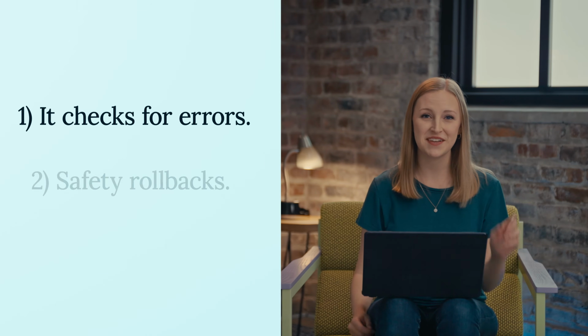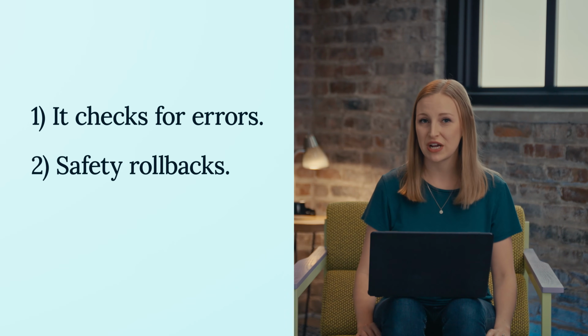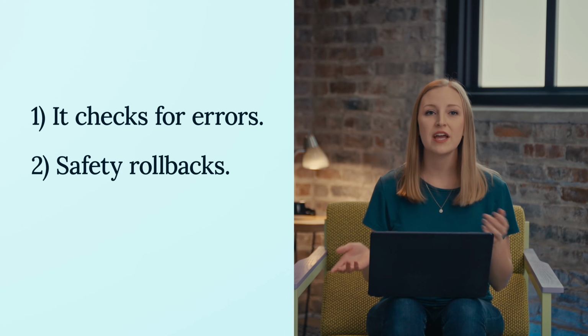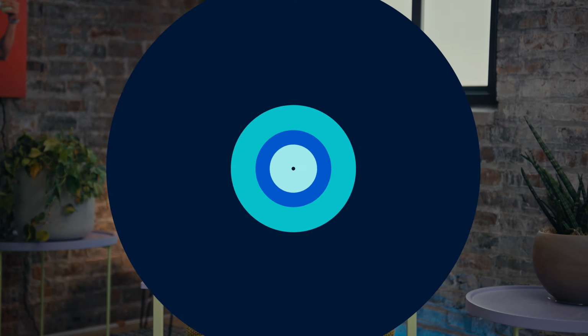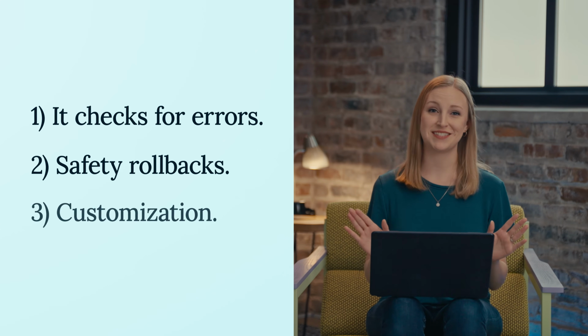Number 2, safety rollbacks. If the visual regression test detects anything off, it will automatically roll back your site and restore the backup that's taken right before any scheduled update. Between the visual regression testing and automated rollbacks, you can rest easy knowing your site won't be left in a broken state. Number 3, it's super customizable.